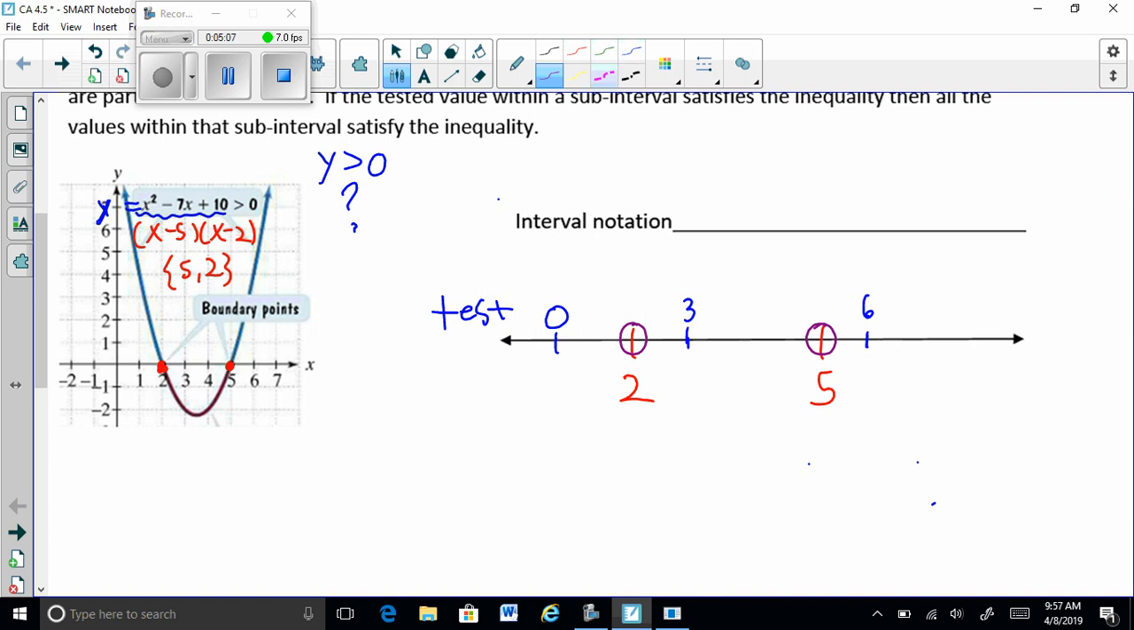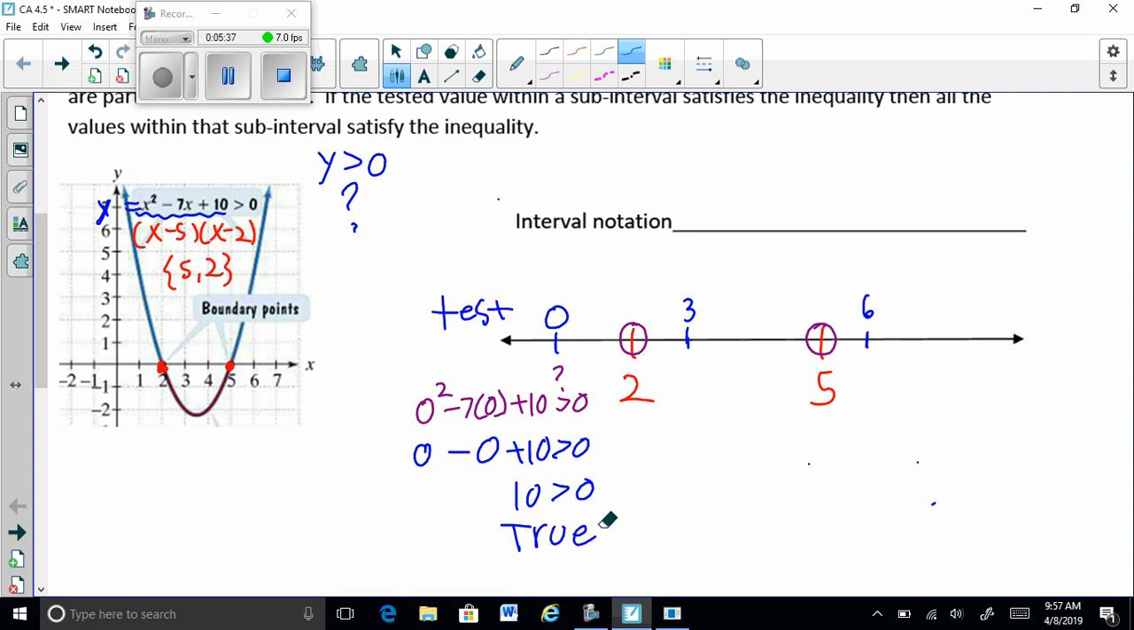Okay, so let's go ahead and test 0. I'm going to plug in 0 to my original equation. I want to test if 0 squared minus 7 times 0 plus 10 is greater than 0. This is a question we're asking ourselves. So 0 squared is 0, minus 7 times 0 is 0, plus 10 is greater than 0. So what we're ending up with is 10 is greater than 0, which is true. Since that came back as true, we're going to go ahead and shade this interval right there, because it came back true, so we get to include it.